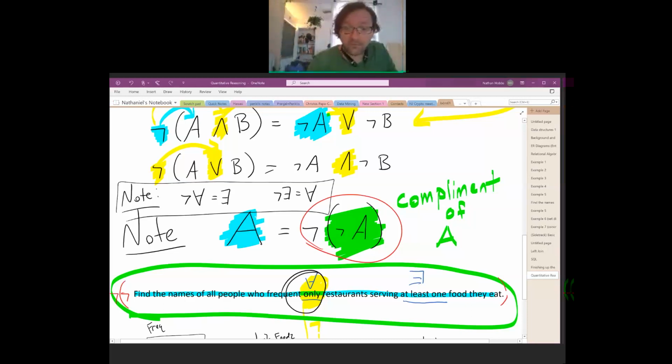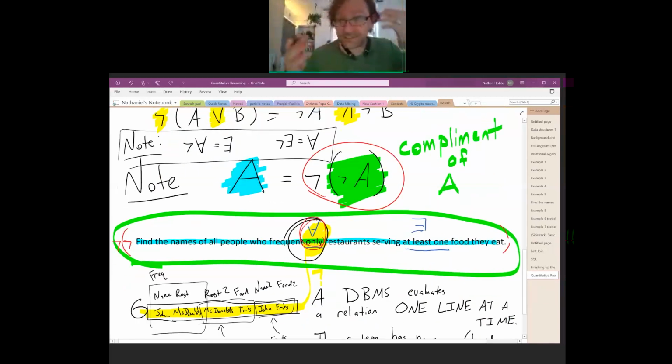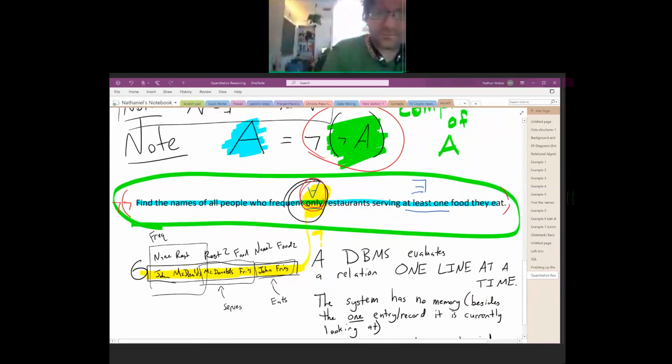The reason why we're doing this is because of this for all. This only is messing things up. You have to make the query of the kind where you can go line by line and make a decision exactly once, looking at only that one line and nothing else. You cannot do that with for all or only, as I tried to show here. But if there exists is fine.